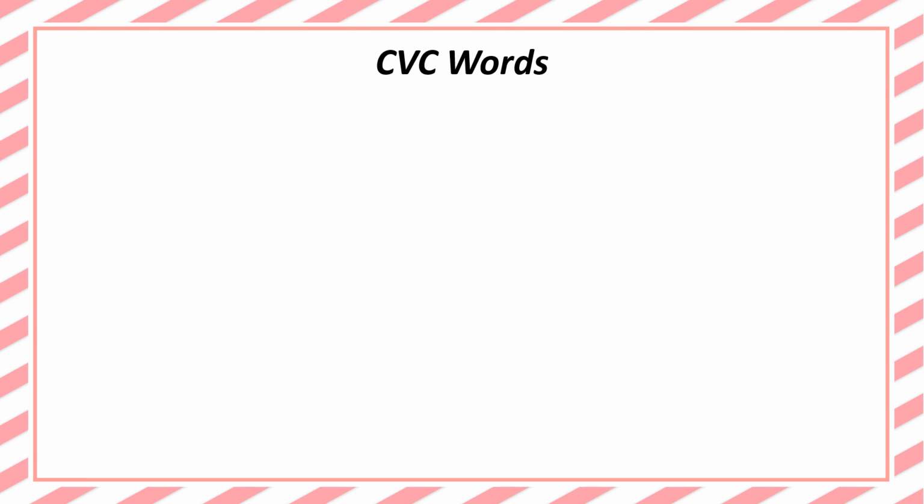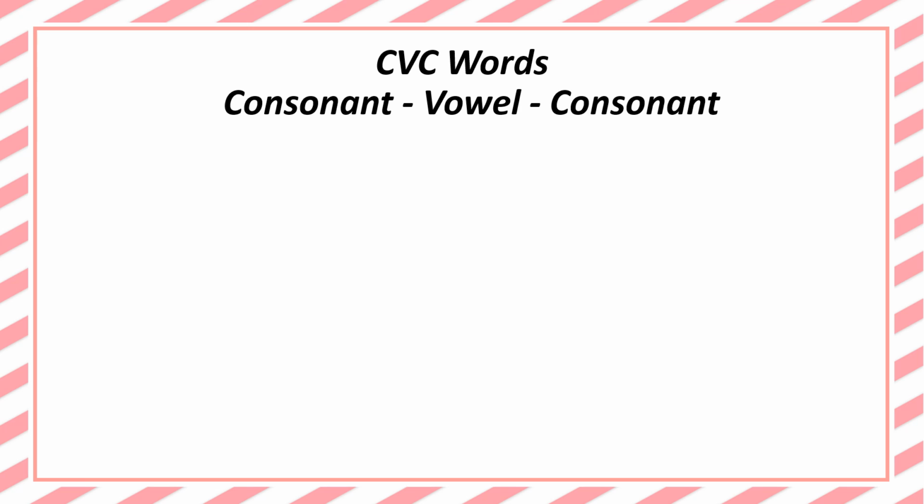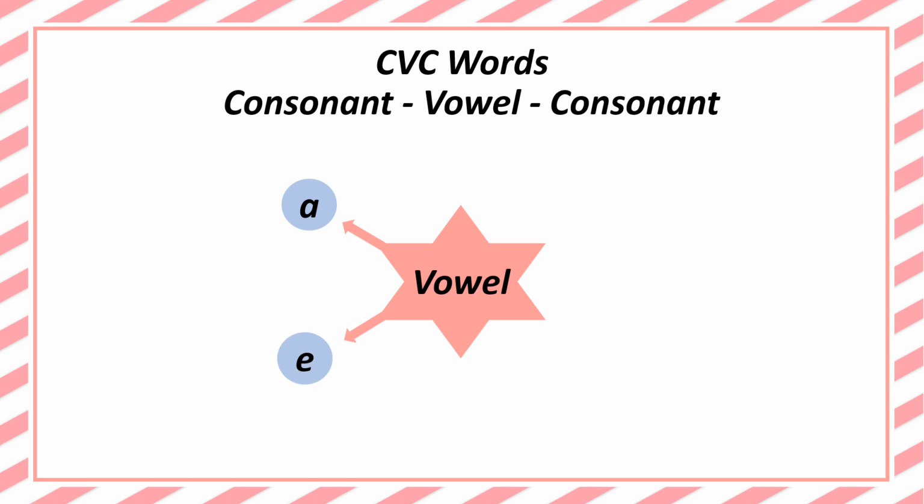As kids are clear with basic phonic sounds, we can introduce them to CVC words, which are three-letter words: consonant, vowel, consonant. We can create CVC words with all 5 vowels, that is A, E, I, O, U. CVC words can be derived from all 5 vowels. Let's check out the list.